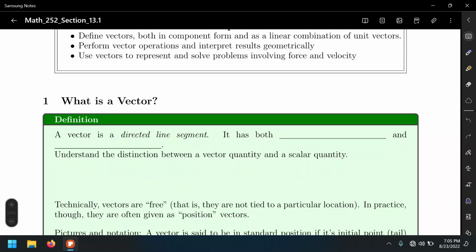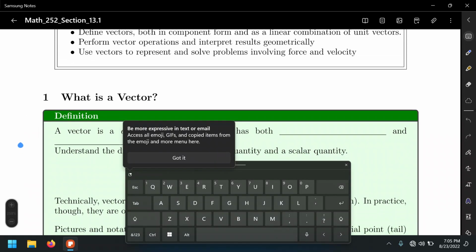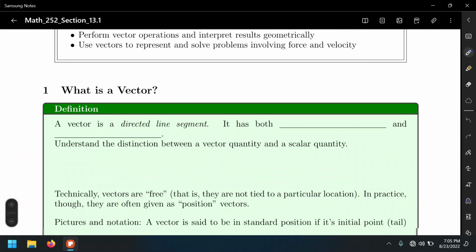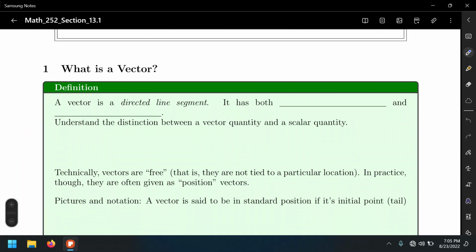And of course we are going to model some problems. We're going to look at some word problems involving vectors. First of all, let's define. A vector is a directed line segment. So these vectors have a direction, a magnitude, and a direction.